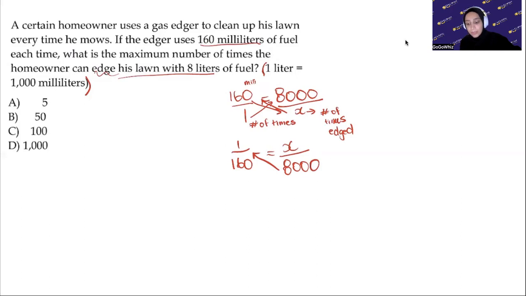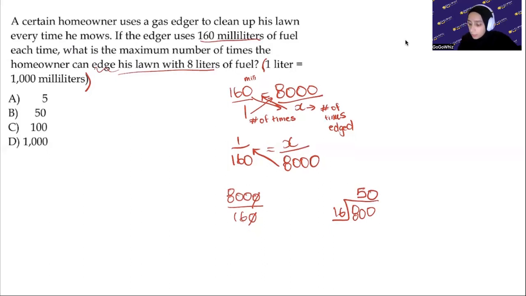So then I'll have 8,000 divided by 160. I can cancel out those zeros and then I can say 800 divided by 16. And what I'm going to get when I do that is 50, because 16 goes into 80 5 times, and then I can just put that zero beside it. Okay. All right. So then our answer is B.